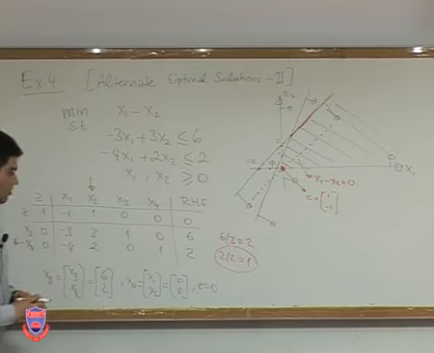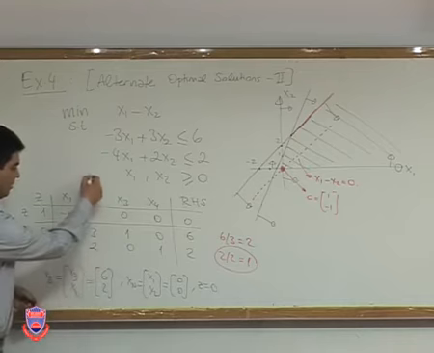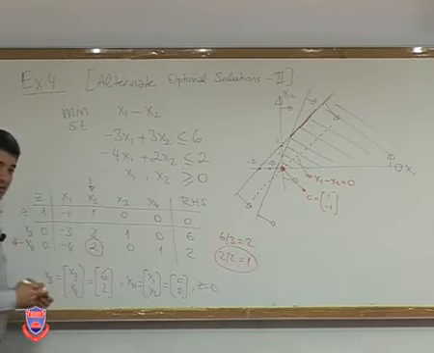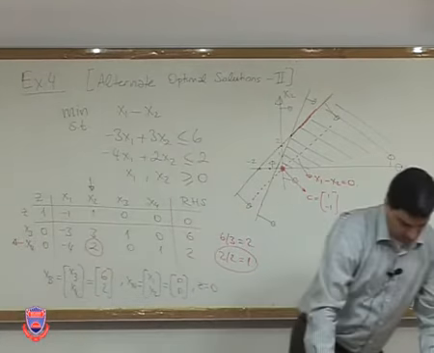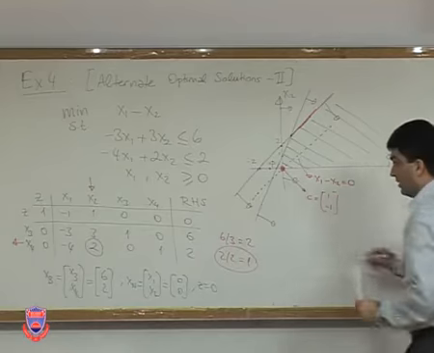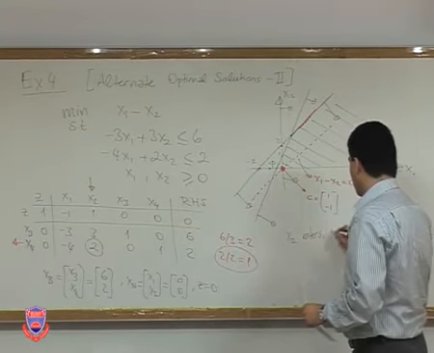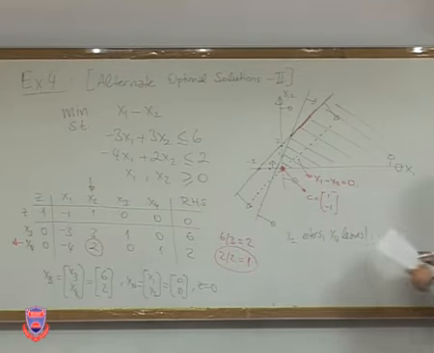And so what's going to be my next pivot? Basically, I'm going to look at the column of the entering variable, look at the row of the leaving variable, and the intersection is this entry, right? So now I'm going to pivot on that entry. So let's do that. Basically, in this case, x2 enters and x4 leaves. So this is my new tableau.